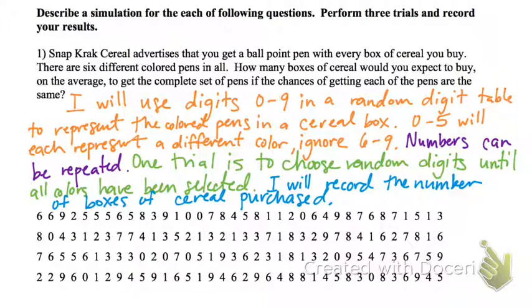So I'm going to start with the first one. I've got 6. Wait, we're not even using 6. I'm going to cross through it. 6, 6, 9. I've got a 2. Got a 5. So you can kind of see what I'm doing. I'm circling, even if they're repeats, I'm circling them and I'm just crossing through the ones that I ignore.